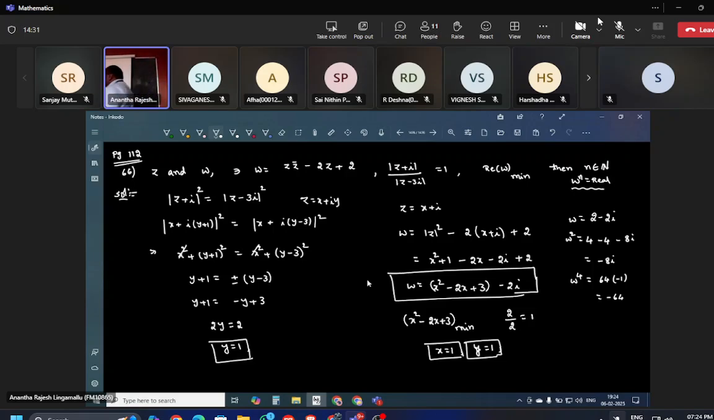Very good. So how simple is the problem from the basics? There is nothing much you should know about complex numbers. What is sufficient? If you know, taking z is equal to x plus iy. That's all.